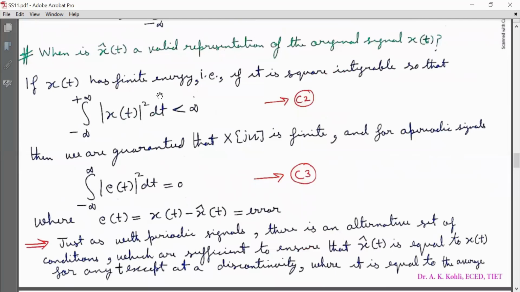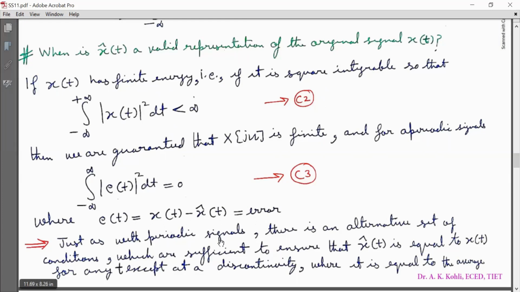If x(t) has finite energy, that is, if it is square integrable, so that the integration from minus infinity to infinity of magnitude x(t) squared dt is less than infinity, mark it as equation C2, then we are guaranteed that capital X(jω) is finite. And for aperiodic signals, the integration from minus infinity to infinity of magnitude e(t) squared dt is equal to 0. Mark it as equation C3, where e(t) is x(t) minus x cap(t), that is, the error signal.